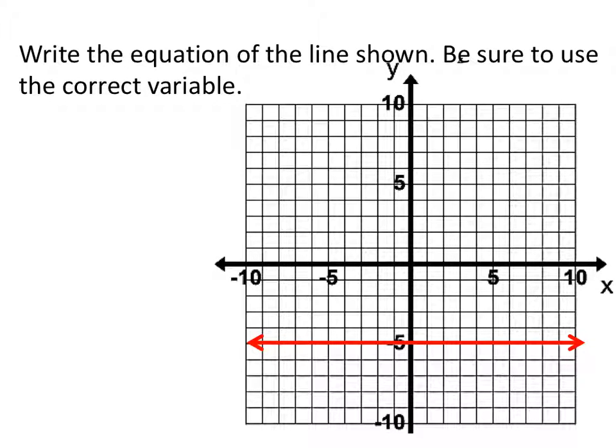Write the equation of the line shown below. Be sure to use the correct variable. That's not a big deal. The equation, again, will be in the form y equals mx plus b. And what is the slope of this line?